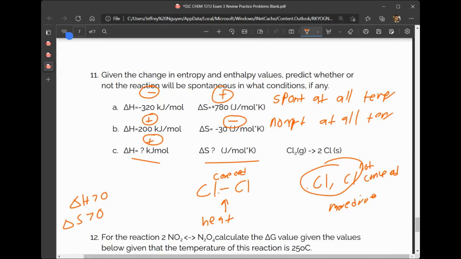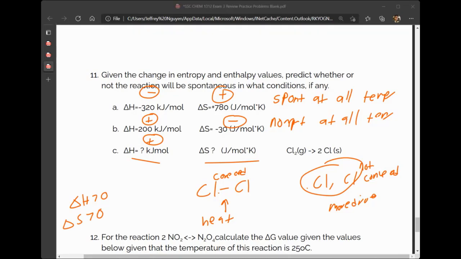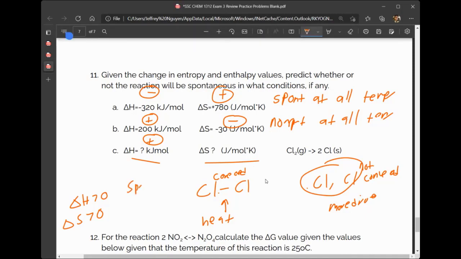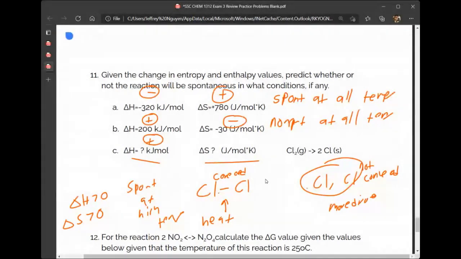So I'll give you a second to look at what happens when delta S is greater than zero and delta H is greater than zero. One second. So it will be spontaneous at high temperature. Okay, that's pretty much it for that problem.